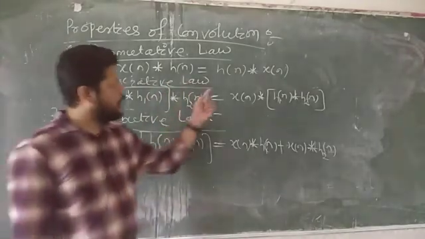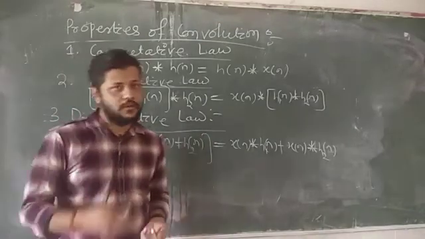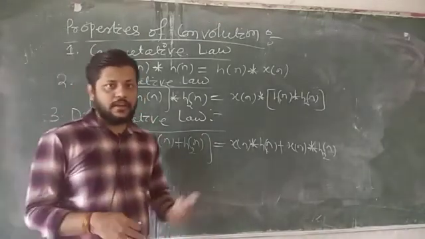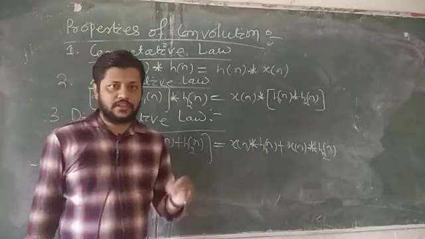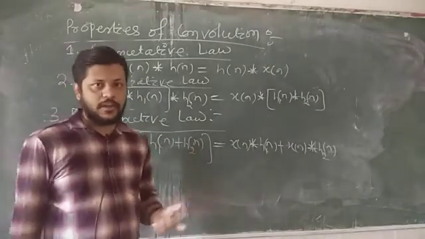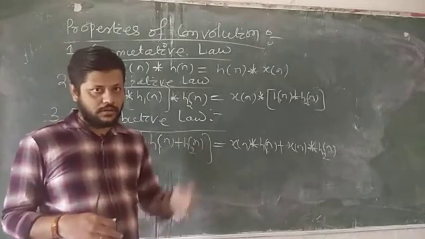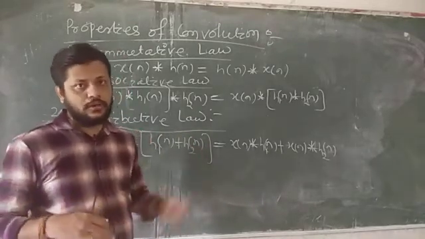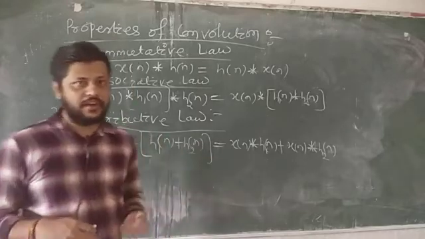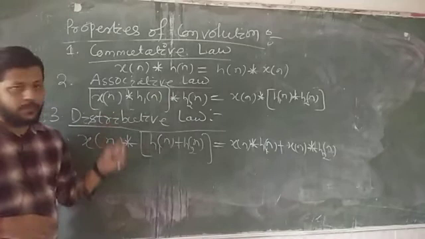hn convolution with xn. As I have already told you in problem solving, you can write hn and xn alternatively. We can write h of k, x of n minus k, or in the tabular method we can write xn in the row and hn in the column, or alternatively the other way around. This also obeys the associative law.